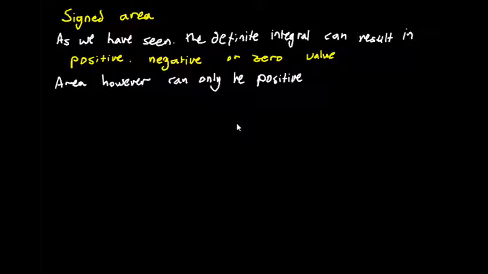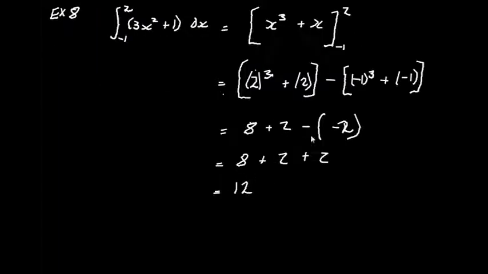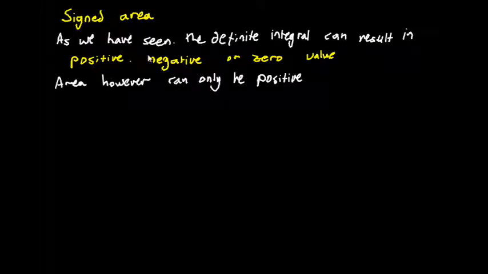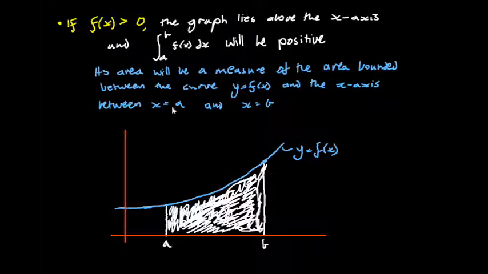As I briefly mentioned before, we're finding essentially the area between two curves, and sometimes we can get a negative value. So in this case here, we got a positive 12, but sometimes we get a negative value, and sometimes we might even get 0. And obviously when we're talking about area, we can only have a positive area. So when we get a negative value or 0, it doesn't seem to make sense, and that's where signed area comes into effect.